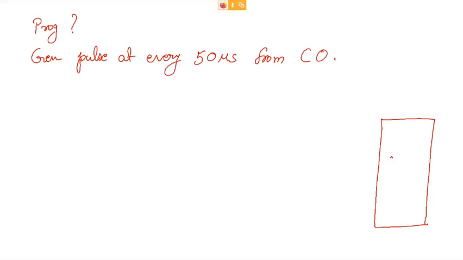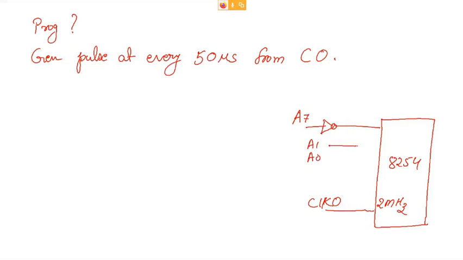The clock frequency is 2 megahertz. The control word register is at 34H. This is A7, A1, A0 connected to this. Okay, done.